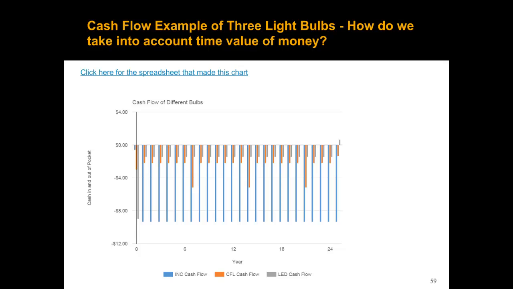So, if we think about this from our cash flow, our cash flows far out in the years 12 or 18 or 20 are going to be affected by this time value of money. And we have to think about how to take that into account.